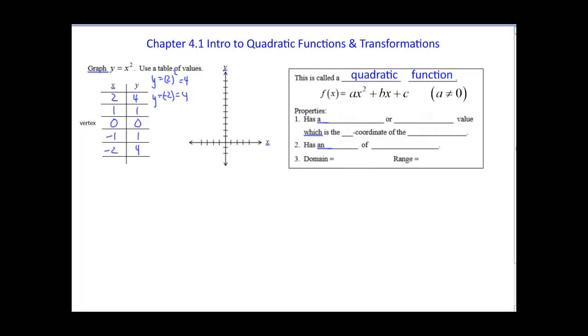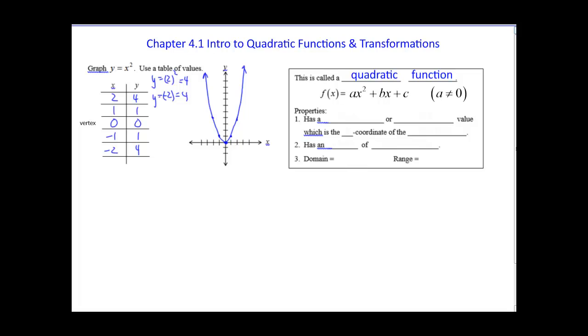We can go to 0, 0. There's our vertex. We can go over 1, up 1. Another point. Over -1, up 1. Another point. We can go over -2 and up 1, 2, 3, 4. And then over 2 and up 1, 2, 3, 4. And then we can draw our parabola. If we continue this, we would see that 3 and -3 equal 9, and they would be on our graph.